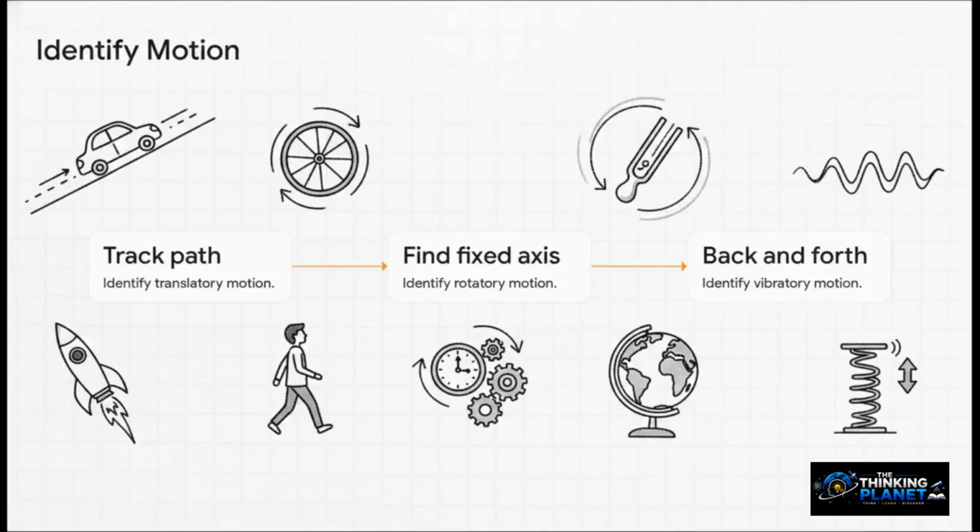To make your lives super easy, I've broken this whole thing down into 3 golden steps to help you classify literally any movement you see. Step 1. Track the path. If it's moving along a line, it's likely translatory. Step 2, find the fixed axis. If the object is spinning around a central point, it's rotatory. And step 3, look for a back and forth movement. If it's repeating the exact same path over and over, that's vibratory. Keep these 3 steps right at the front of your mind today.